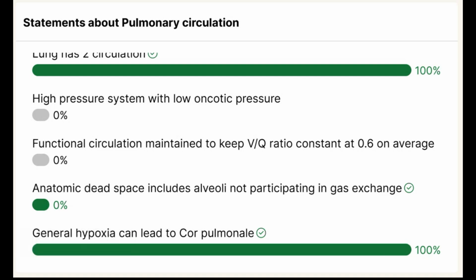Yeah, I think that is all correct. So, two circulations of the lung. Wait, I can be heard, right?